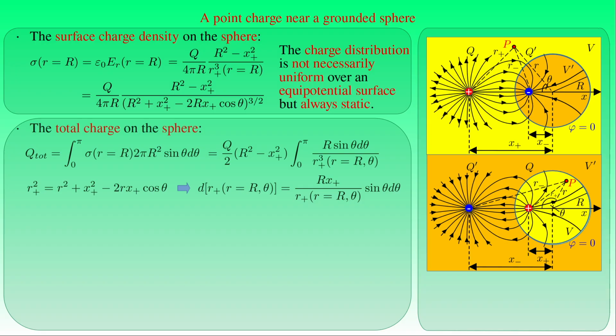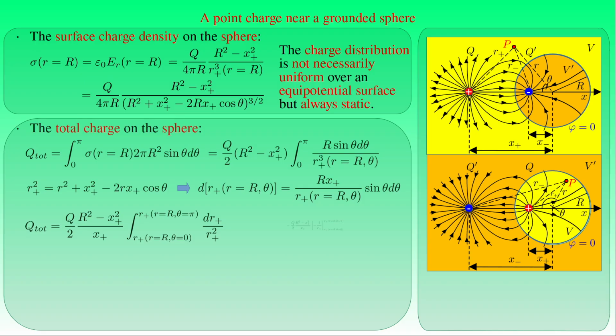We can use this expression to replace the variable theta of the integration by R sub plus, and write the total charge as q over 2 times the difference between capital R squared and x sub plus squared over x sub plus, times the integral of 1 over R sub plus squared with respect to R sub plus, from R sub plus evaluated at R equals capital R and theta equals 0, to R sub plus evaluated at R equals capital R and theta equals pi.